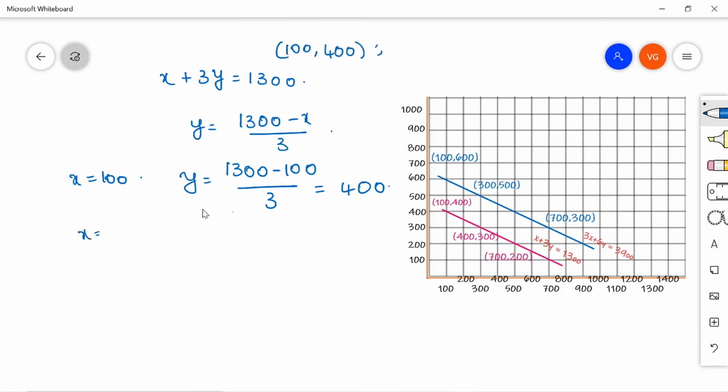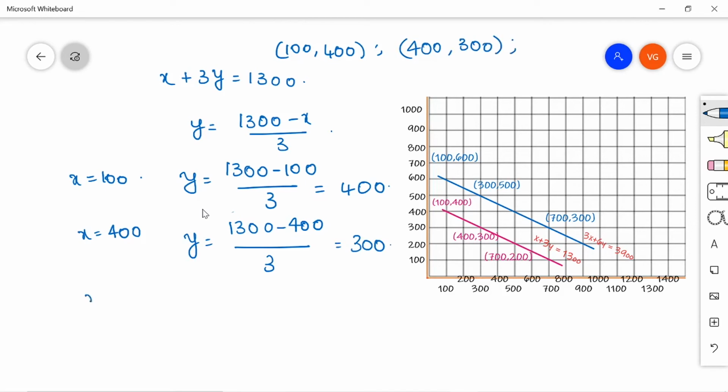Next, take x is equal to 400. Then the value of y will be (1,300 minus 400) divided by 3, which is nothing but 900 divided by 3. The value will be 300 here. So the second point is (400, 300). Similarly, take one more point, x is equal to 700. So y will be (1,300 minus 700) divided by 3, in place of x I am keeping 700 here. So just simple calculation, 600 divided by 3, it will be 200. So the other point that we are getting is (700, 200), right?